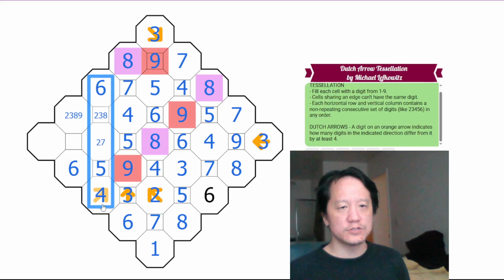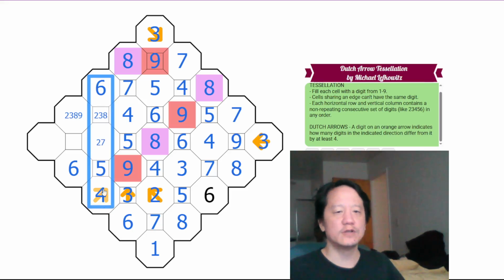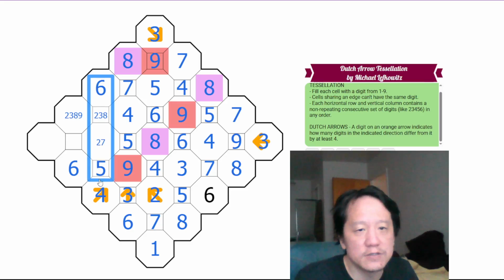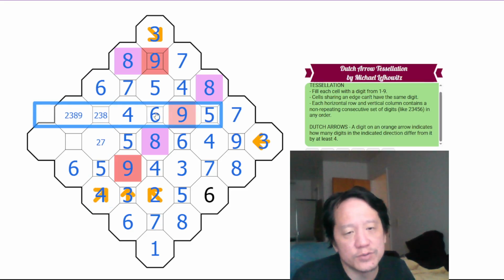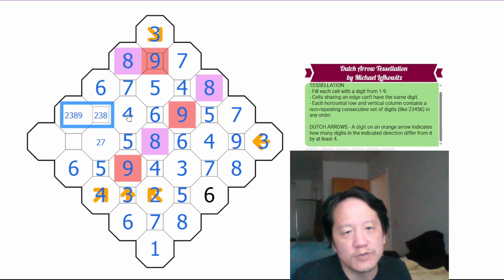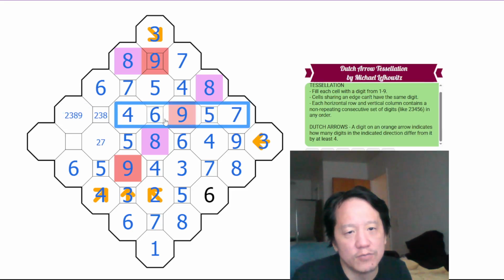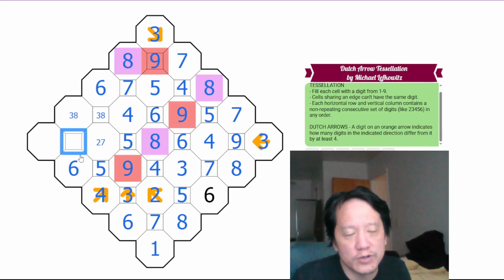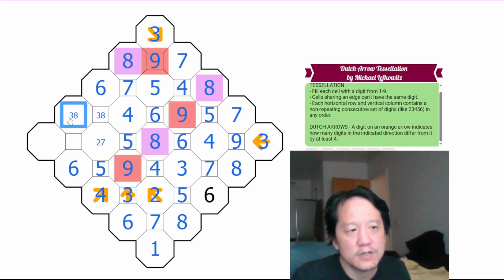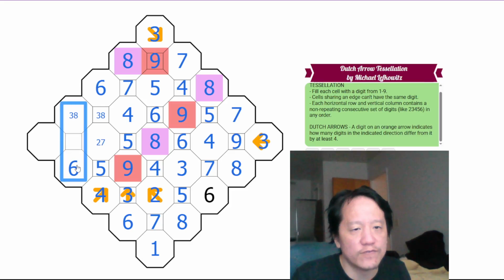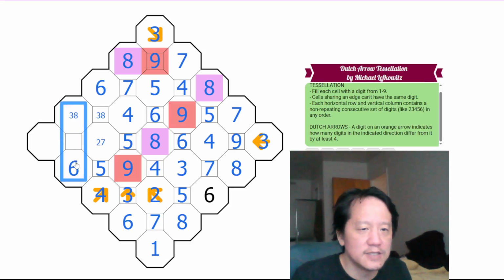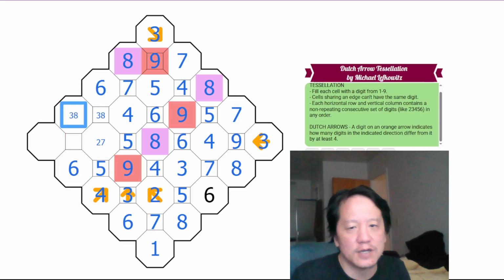So it's 2 through 6, 3 through 7, or 4 through 8. This is 3 through 9 because we have a 9 in the row. So no 2 or 9. It's 3 or 8. Sorry, 3 is 3 away from 6, so it can't be a 3, 4, 5. 6 on a Renban is 4, 5, 6, so this can't be 3.